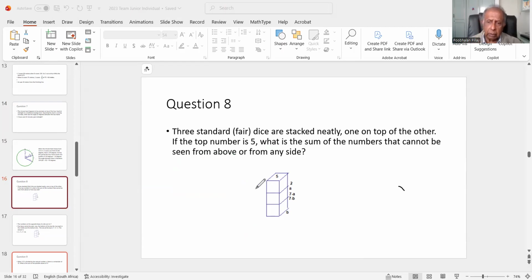Okay, there are 2 numbers here between these two. I can see all the numbers around here. Likewise, I can see all the numbers around. I can see 5 numbers here. There's only 1 number that I can't see. And that's the bottom of this.